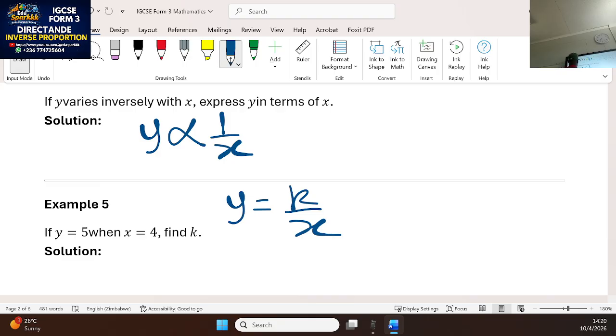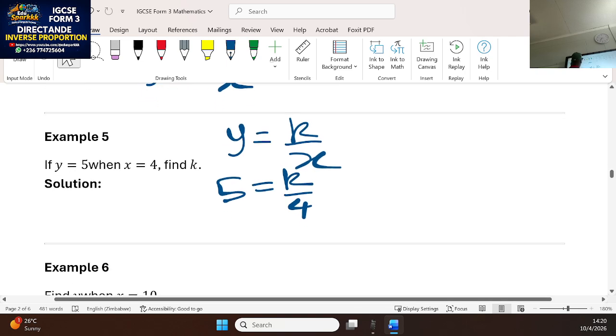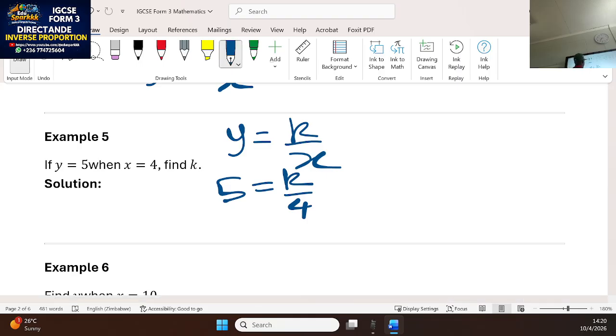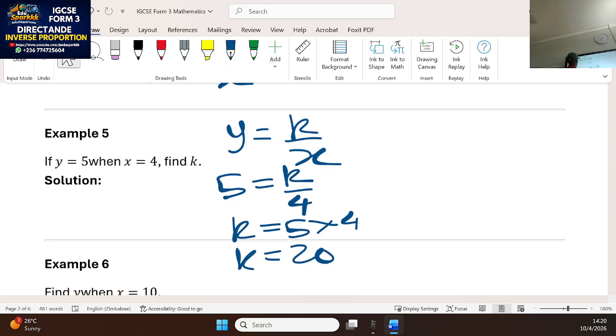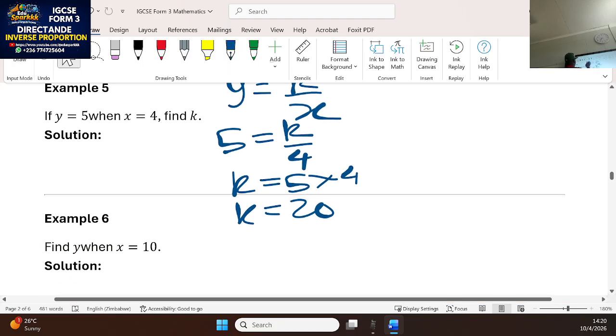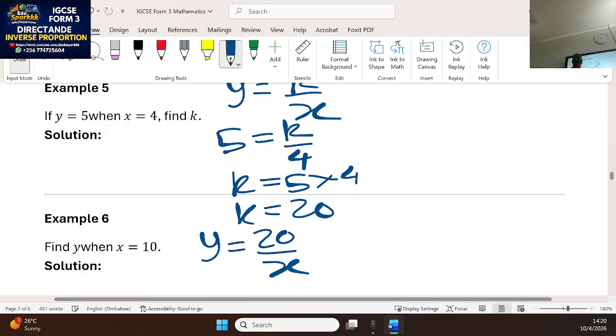Then we are given values: y is 5, equal to k over x, which is 4. This is now an equation where we want to find k. In doing so, k will be equal to 5 times 4. Therefore, k is actually 20. Now we can rewrite our relationship as y is equal to 20 over x.